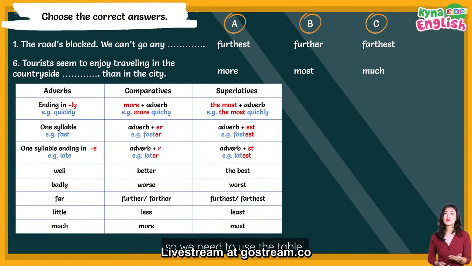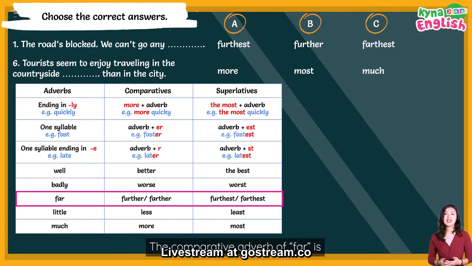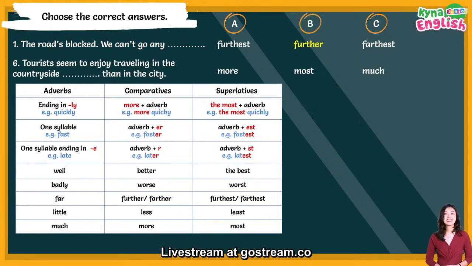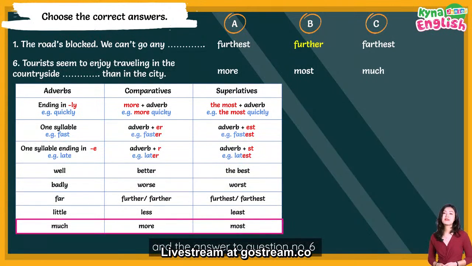So we need to use the table that I gave you earlier. The comparative adverb of far is further. And the answer to question number 1 is B. The comparative adverb of much is more. And the answer to question number 6 is A.